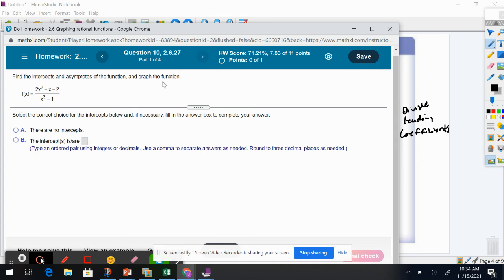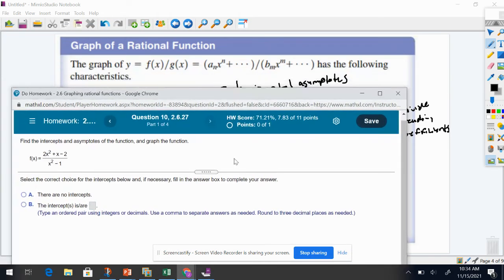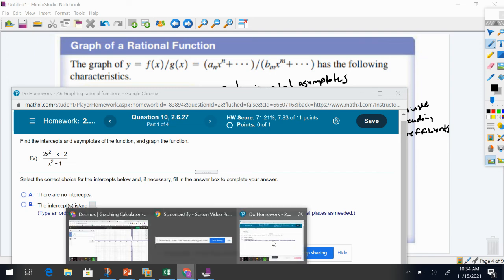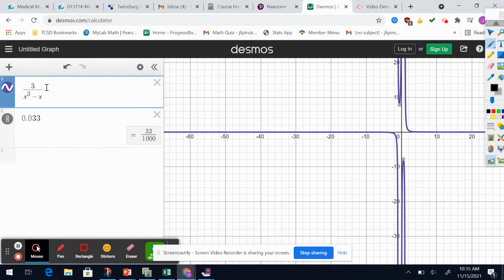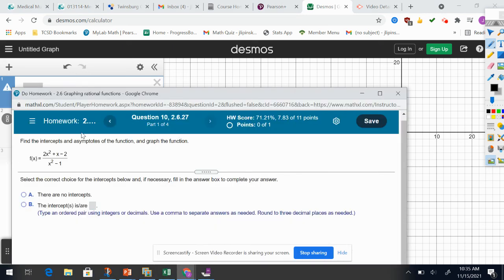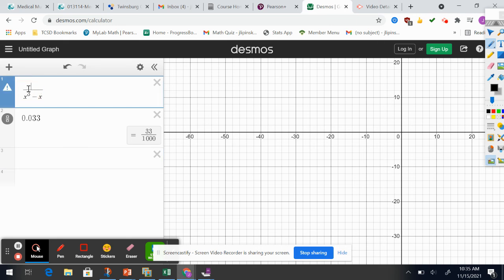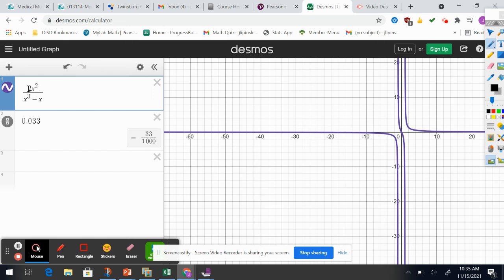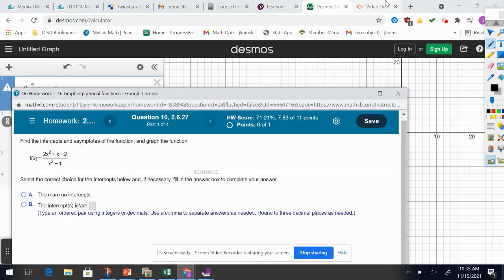There we go. So let's look at the same thing here. Okay, so put this problem in. This one, there actually are going to be intercepts. So this is the last problem. I'm just going to graph it real quick and show you how to enter the intercepts. Then the rest of it you can do. 2x squared plus x minus 2 over x squared minus 1.